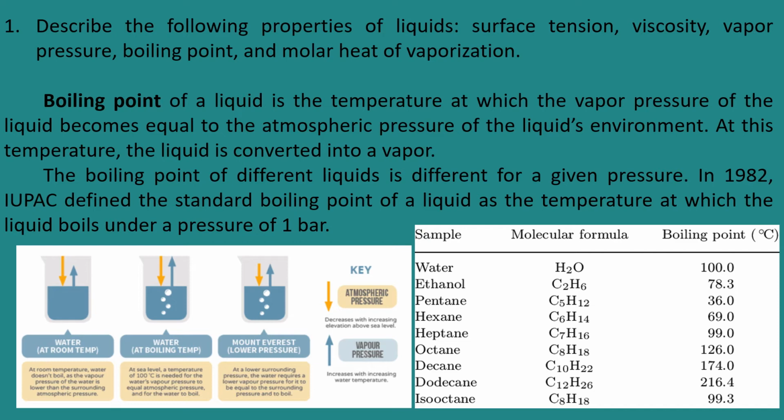So if you go to Mount Everest, which is the highest peak in the world, there is lower atmospheric pressure. So you need only a lower amount of vapor pressure to attain its equivalent atmospheric pressure. So if ever you are boiling something in Mount Everest, the time it takes to boil is lesser in a place at a higher point from the sea level.